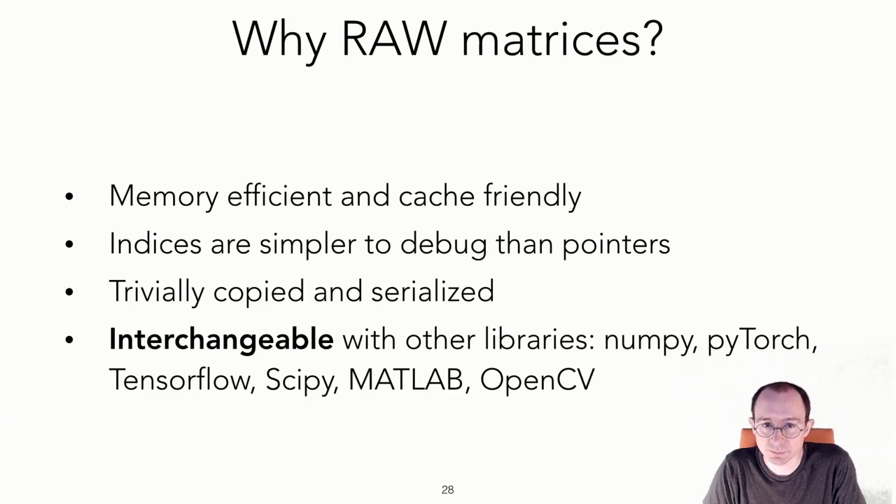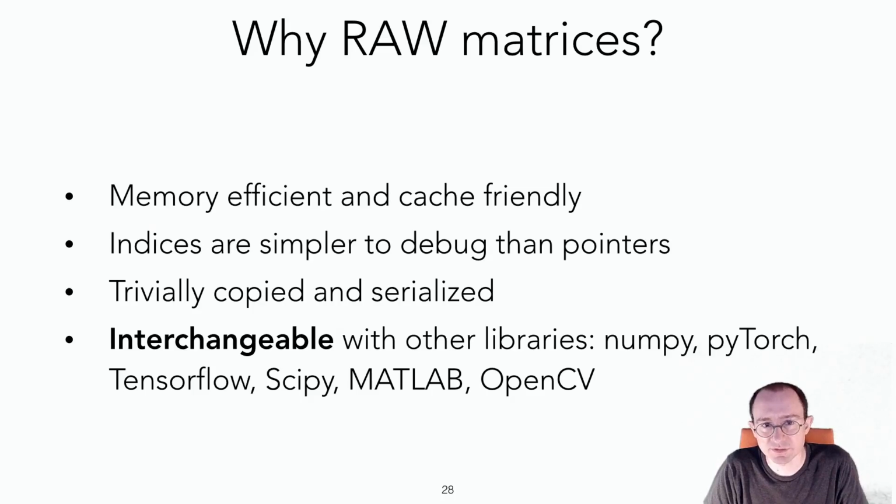And what this means is that since we only use raw matrices, it's going to be very easy to exchange data, for example, with NumPy, or with PyTorch, or with TensorFlow, or MATLAB, or OpenCV. And so by using this simple format, it suddenly becomes very easy, especially if you work in Python, to exchange data with other libraries that you might use, and to combine features of different libraries without having to do complex conversions between different types.